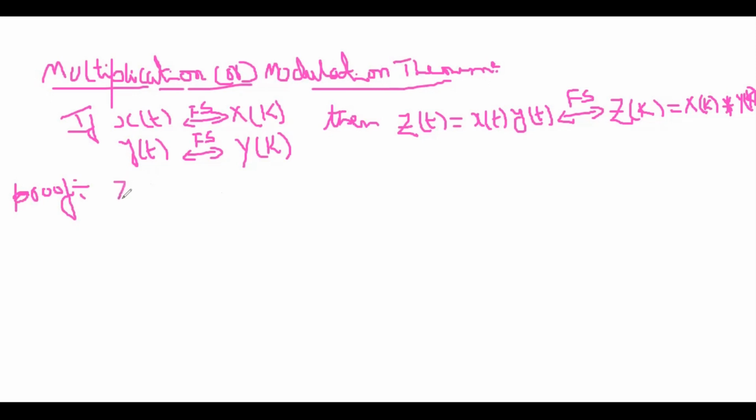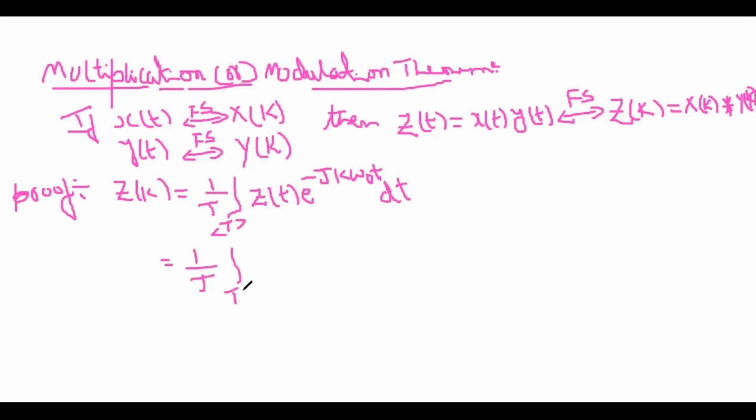According to the analysis equation, z of k is equal to 1 by T, the integral over T, z of t e power minus jk omega naught t dt. And this is equal to 1 by T, the integral over T. What is z of t? Taking the multiplication of the two time signals, x of t and y of t, e power minus jk omega naught t dt.